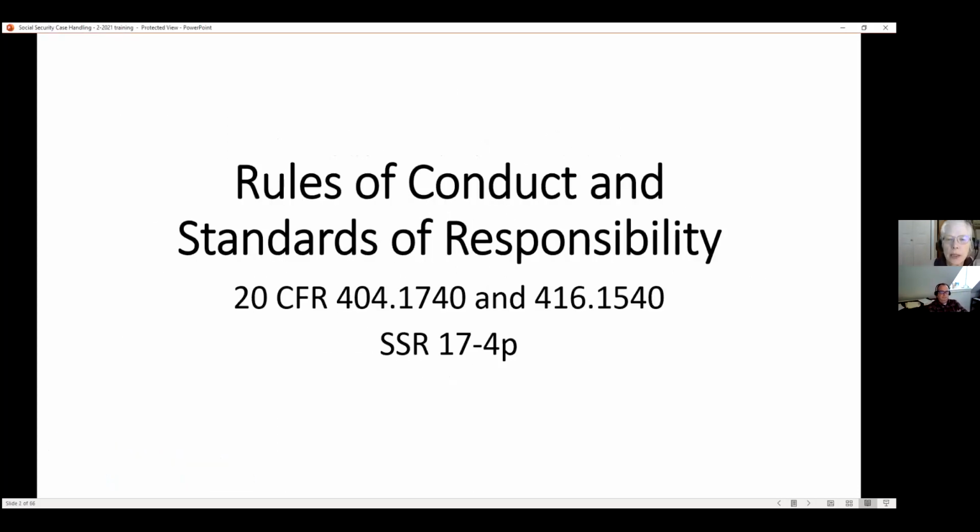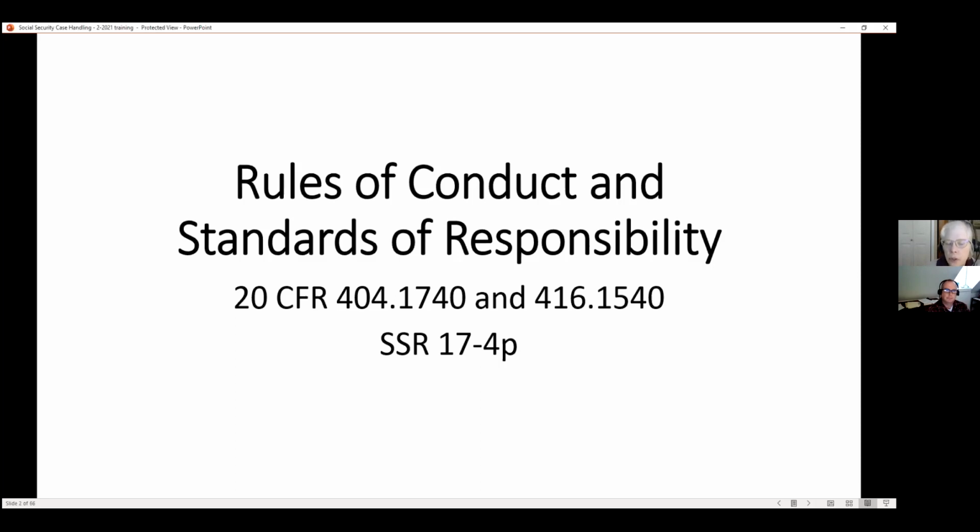Okay, so the rules of conduct and standards of responsibility are contained in these two places: 20 CFR 404.1740 and 416.1540. You will see throughout that I reference both a 404 section and a 416 section. 404 are the regulations that relate to Social Security disability benefits based on your earnings record, known as Title II, and 416 is SSI. With respect to the disability process and the rules that apply to disability, they're the same for Title II and Title 16 SSI, but they appear in parallel citations. So that's why you're going to see those parallel citations throughout.